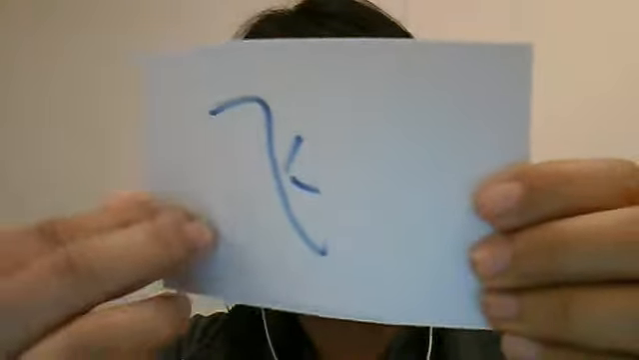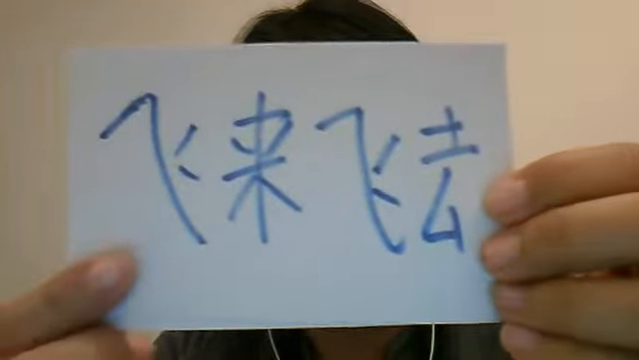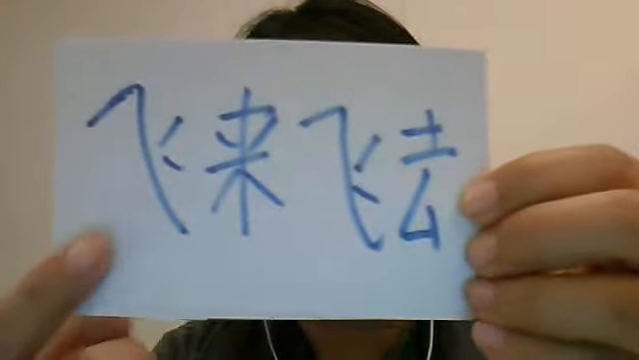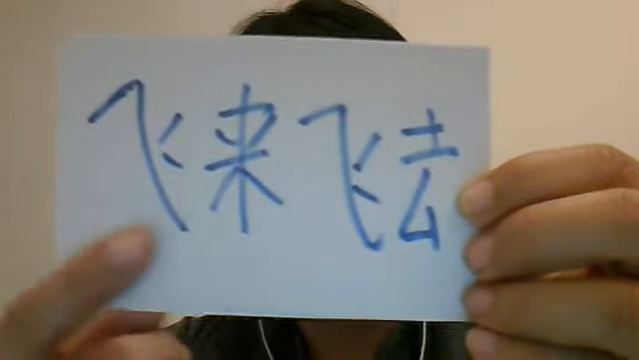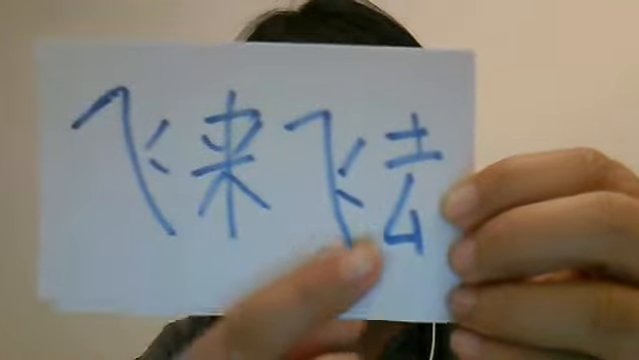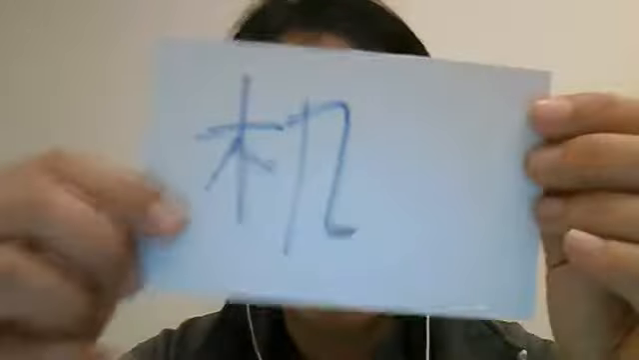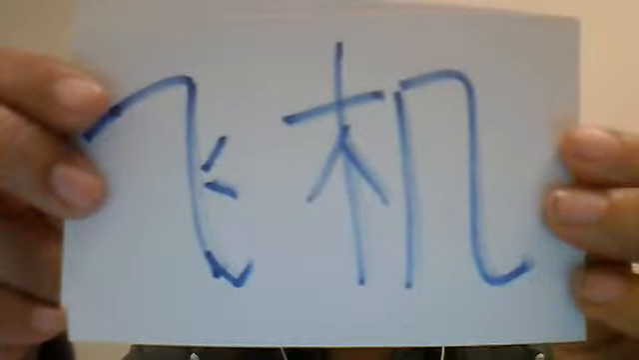Next character is Fei. Fei means to fly. And the phrase in the homework is 飞来飞去. So 来 means come, 去 is go. When you have a verb come, verb go, then it kind of implies going back and forth or flitting about. So 飞来飞去 is like flying back and forth or flying all over. The next character is ji. Ji means a machine. So what is a flying machine? 飞机. It is an airplane.